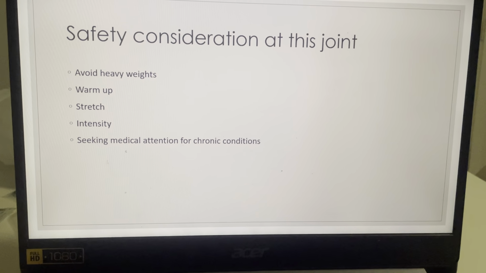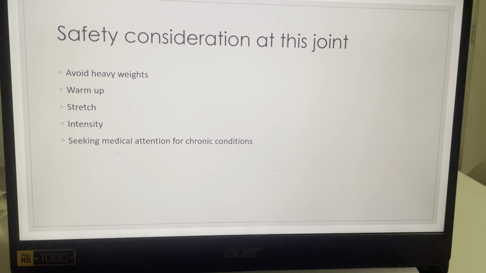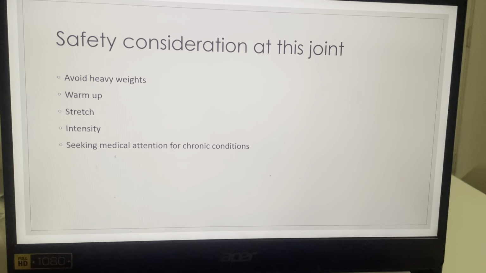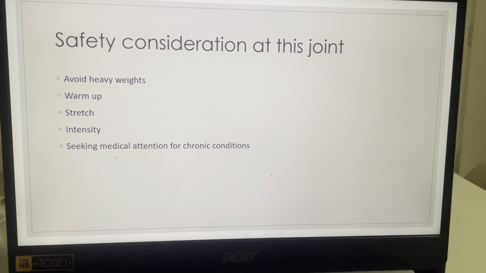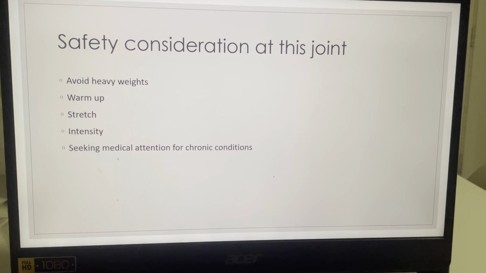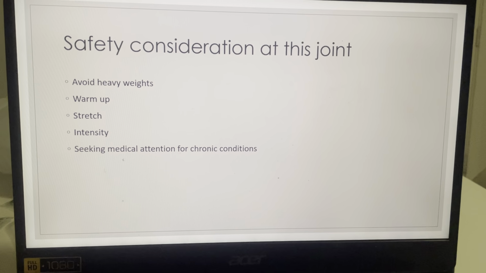So it's better to start, I mean, the intensity for me, I reckon to train at a moderate level. That's it.